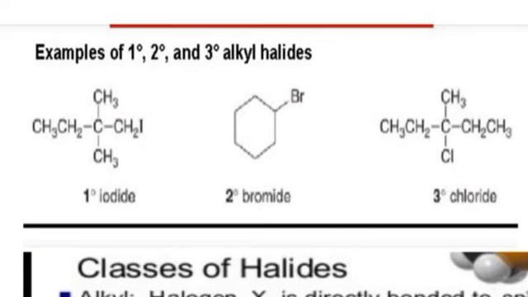So if you see here, primary iodide, there is the presence of iodine, which is the halogen group, on the first carbon, that is CH2. So this is called the primary alkyl halide, because the halide, that is iodine, is attached to the alkyl, that is the primary alkyl. So that is known as the primary alkyl halides.